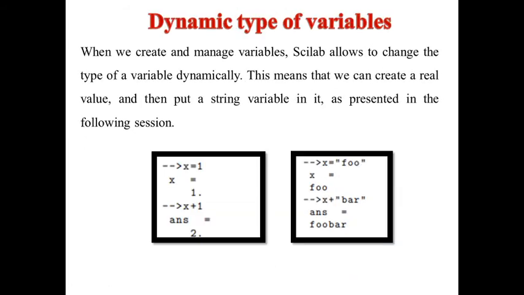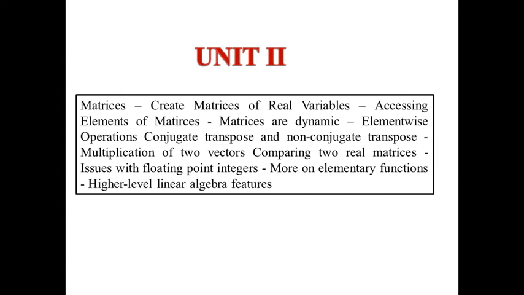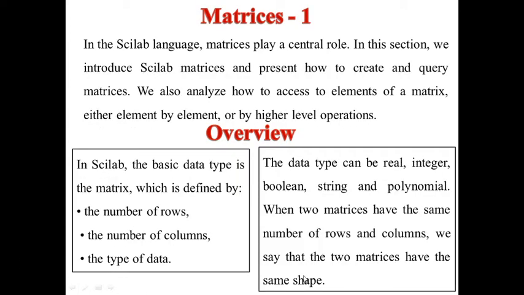Complex numbers, strings and dynamic type variables we studied. Now we are going to start the second unit. In second unit, it is fully about matrices. Okay, you have to be clear about matrices. So today we are going to learn what is a matrix and some basic introductions. Okay, so this is the first page of the matrix. That is why it is denoted as matrices 1.